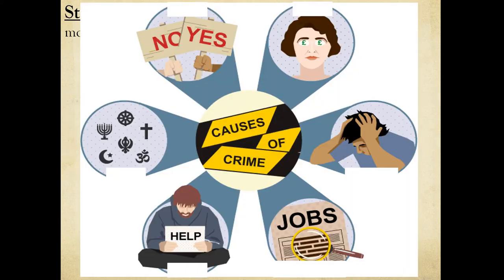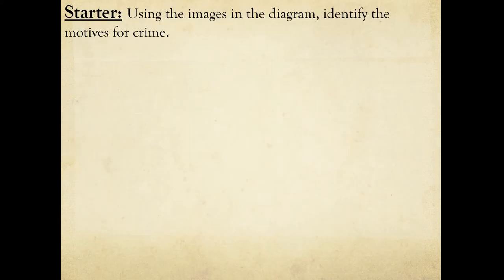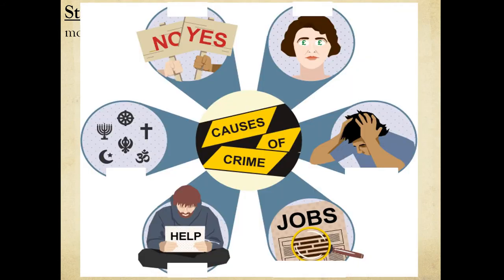So what do you think then, using the images in this diagram, were the motives for crime during this time? I want you to have a little look, pause the screen, and see if you can work out what I mean when I'm looking at these pictures. So what actually were the causes of crime during this time?